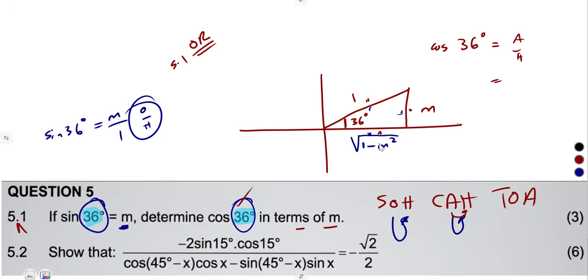So that will be our adjacent, which is the square root of 1 minus m squared over the hypotenuse, which is what? Which is 1. So dividing here, it is going to be the square root of 1 minus m squared. So this is our cos 36 degrees. We can also use that concept if you understand it in a better way. That was going to be the best way to attempt this question.